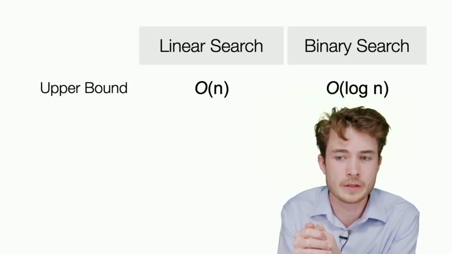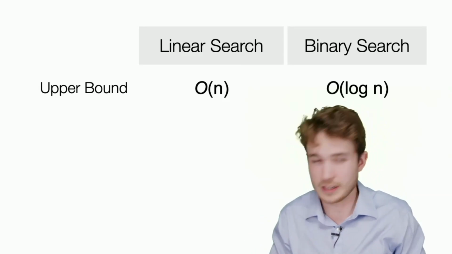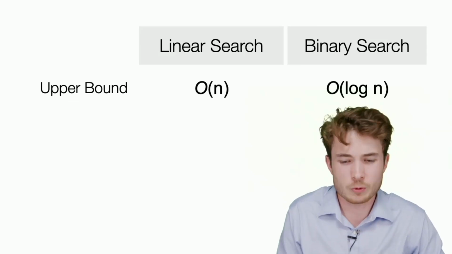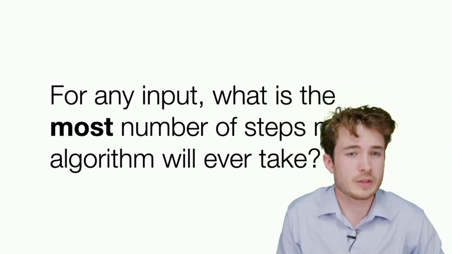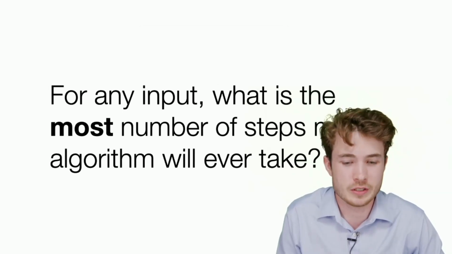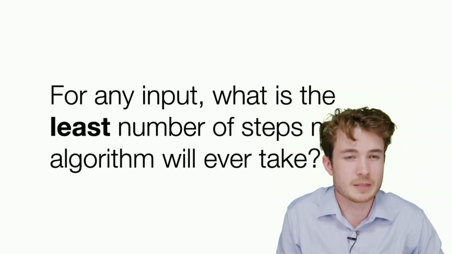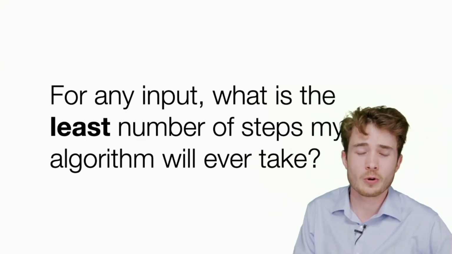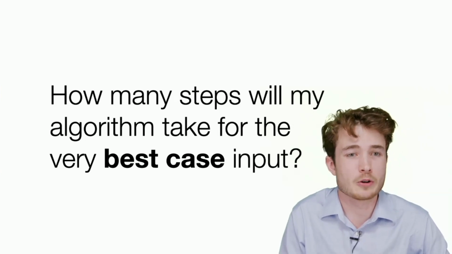All right. So let's keep going. And we have this question of, what is the most number of steps this algorithm will ever take? But also we can ask another question of, what is the least number of steps my algorithm could ever take? So we answered this one already using big O notation. But using omega notation, this different Greek symbol, we can answer this other question. What is the least number of steps my algorithm will ever take? Or another way of saying this is, for the best case input, how many steps will my algorithm take?